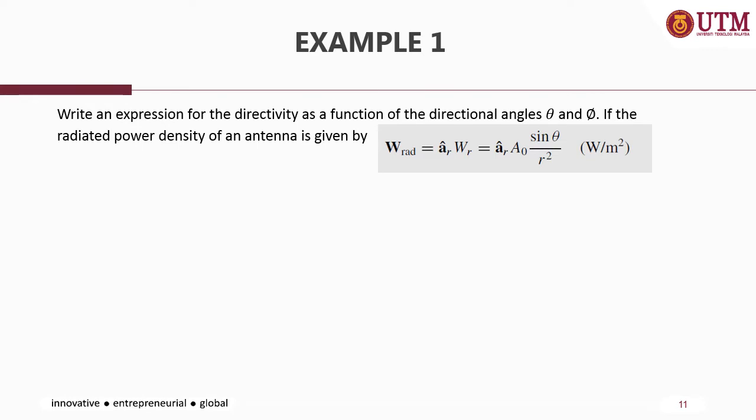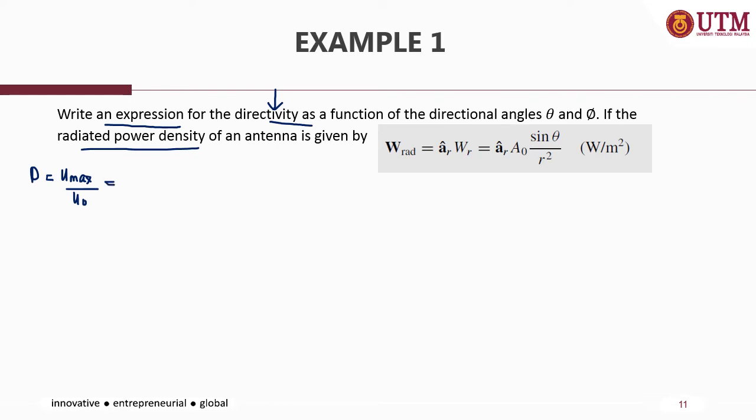Okay, write an expression. So an expression meaning that you need to write the equation for directivity as a function of the directional angles theta and phi if the radiated power density, so this is W rad of an antenna, is given by the following equation. So the question asks you for directivity. So the first step is to write down the directivity equation. So D equal to U max over U naught.